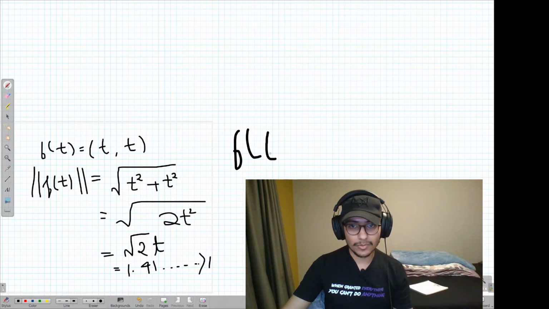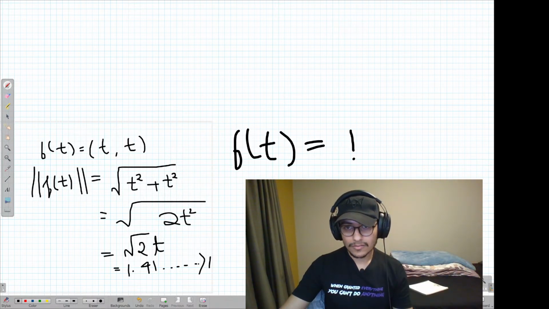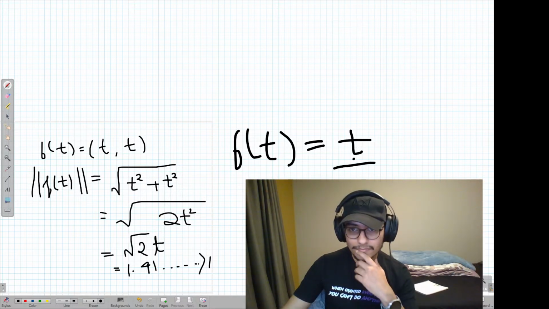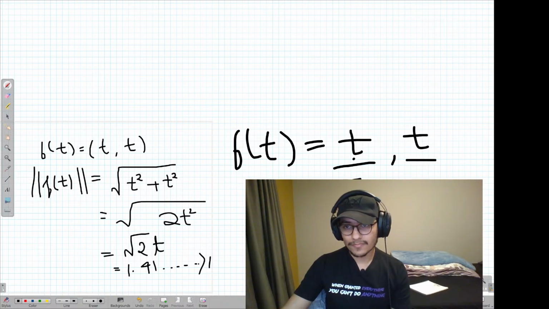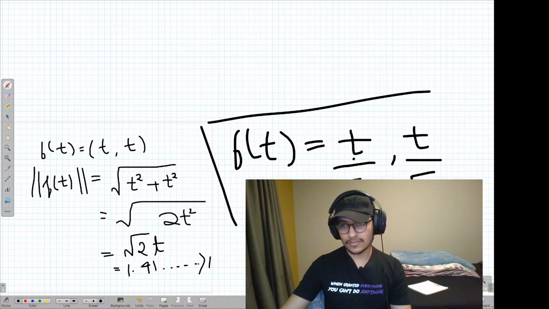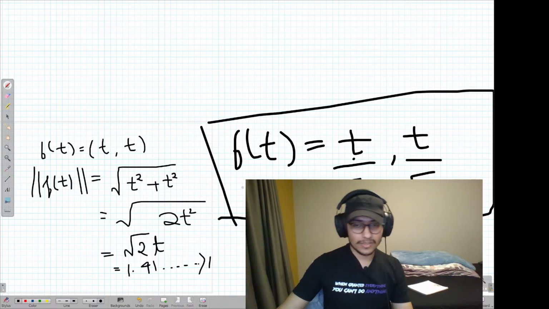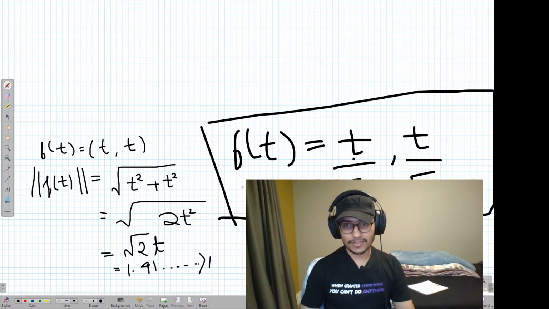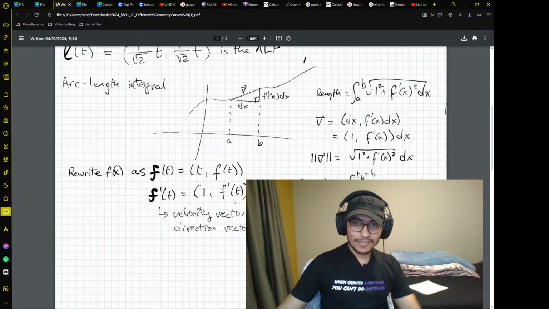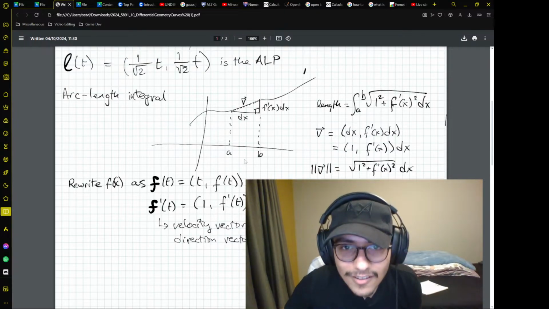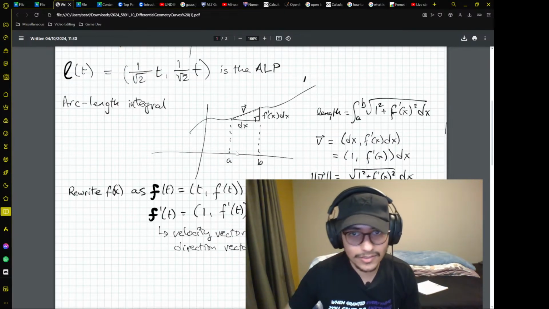So we divided by root 2 and we get t by root 2 comma t by root 2. And this is what we call the arc length parameterization, and its norm is equal to 1. And then the course goes on to tell us the arc length integral.